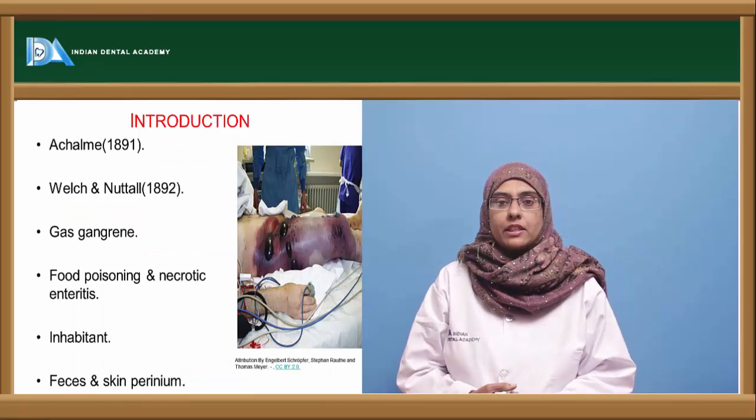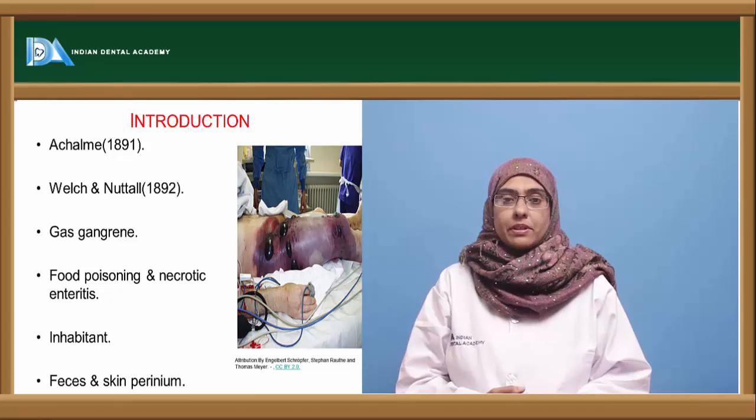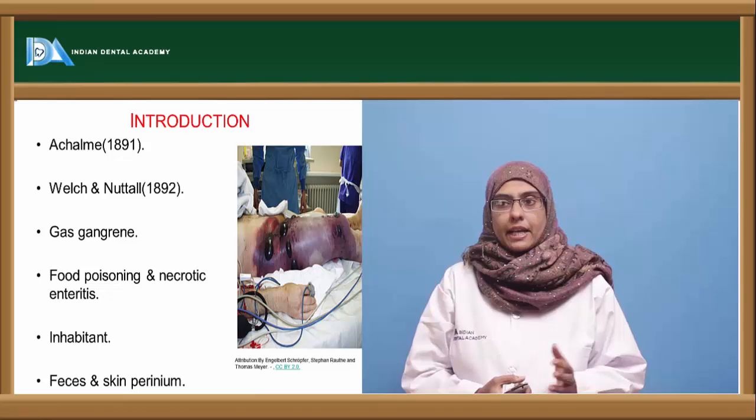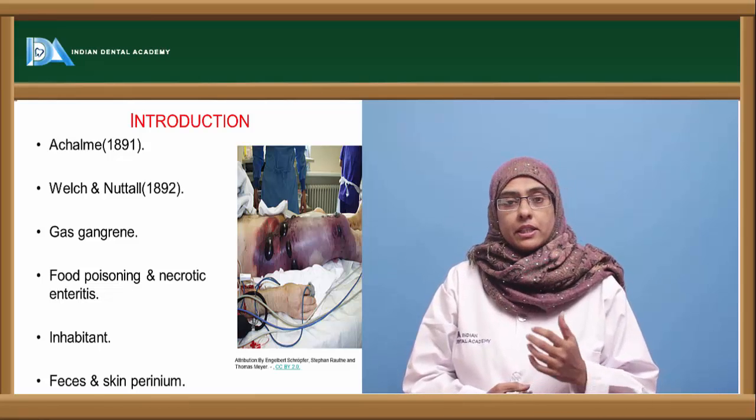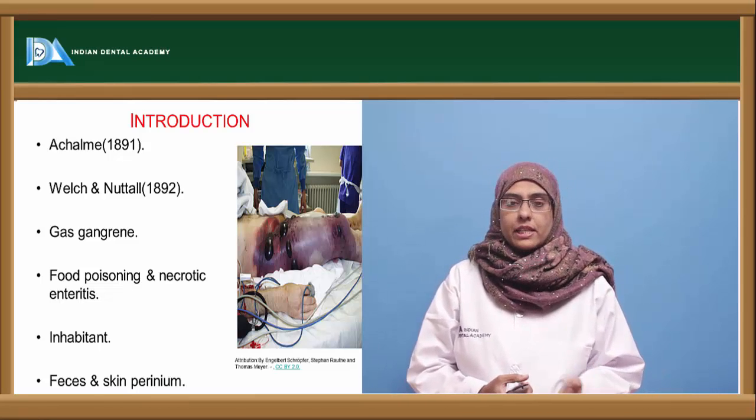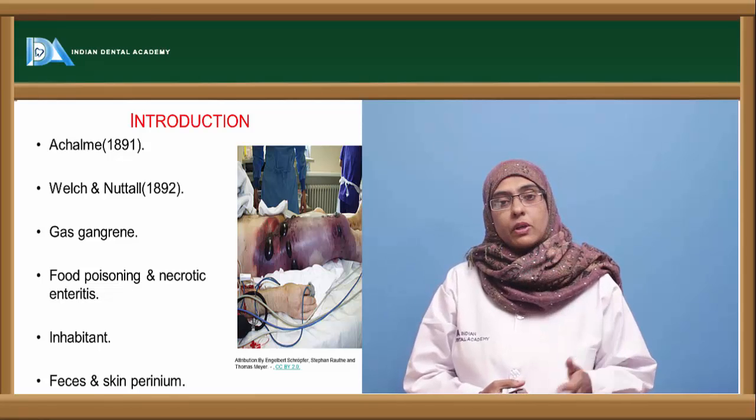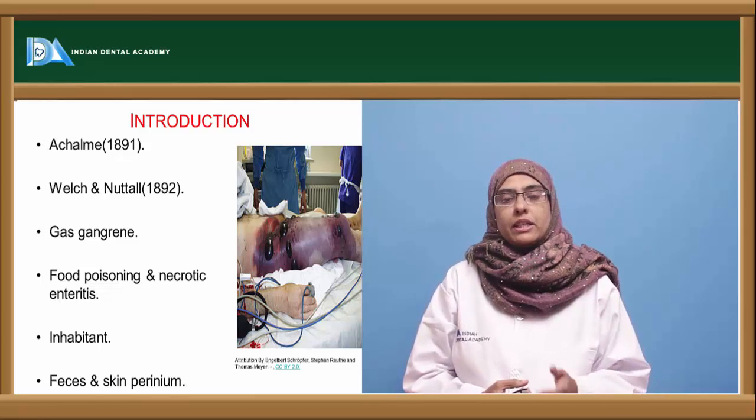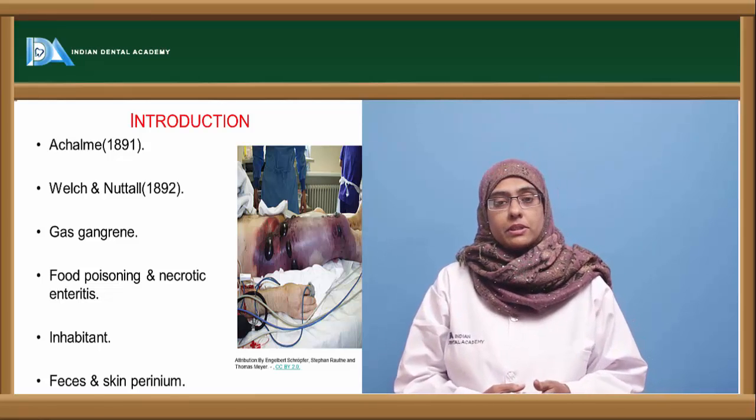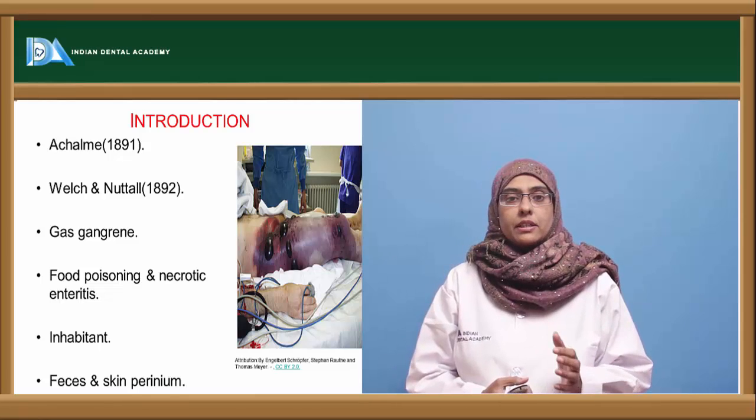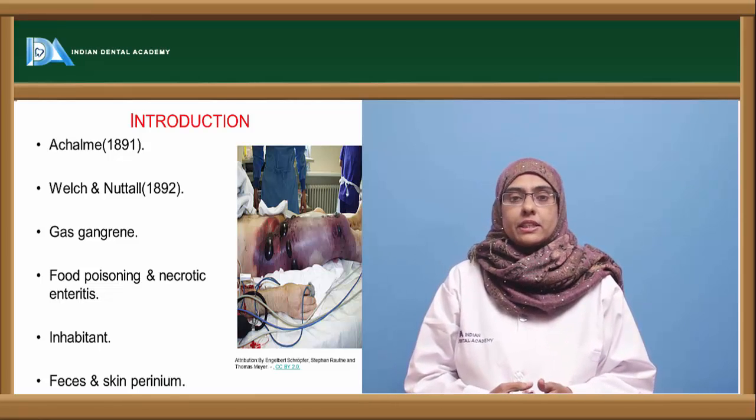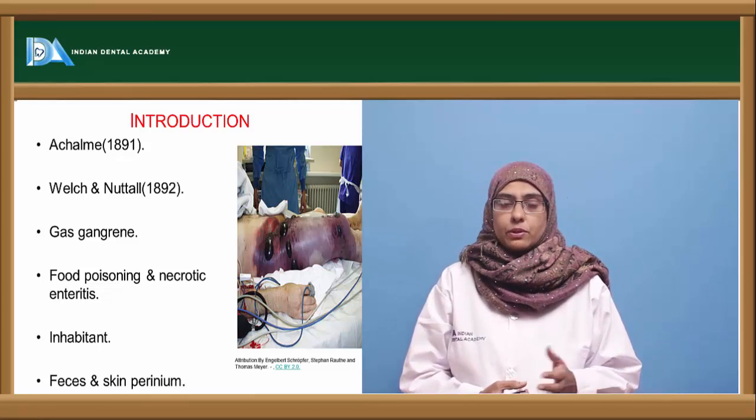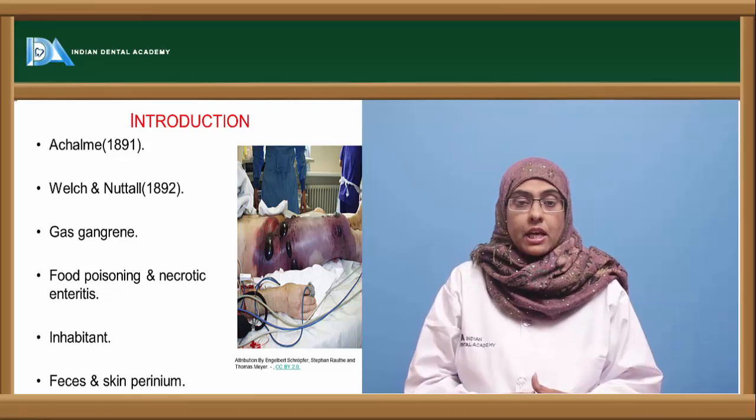Coming to the introduction, this organism, Clostridium perfringens, also called Clostridium welchii, was cultivated by Achalme in 1891. But the organism was first described by Welch and Nuttall, who were able to isolate the organism from the blood and the organs of a human dead body, that is a cadaver. This organism is mostly involved in the most fatal wound infection, gas gangrene. Apart from gas gangrene, it also has the ability to cause food poisoning and necrotic enteritis.